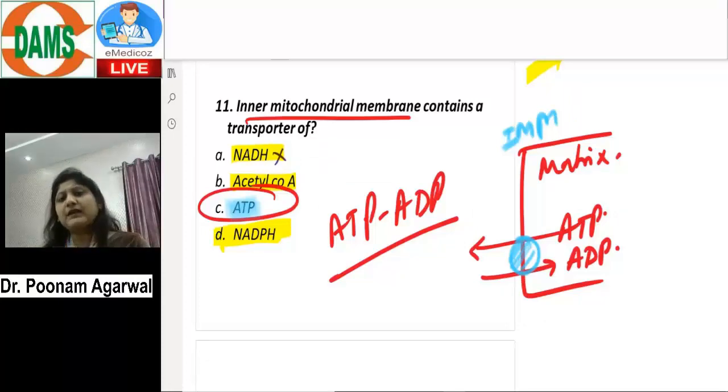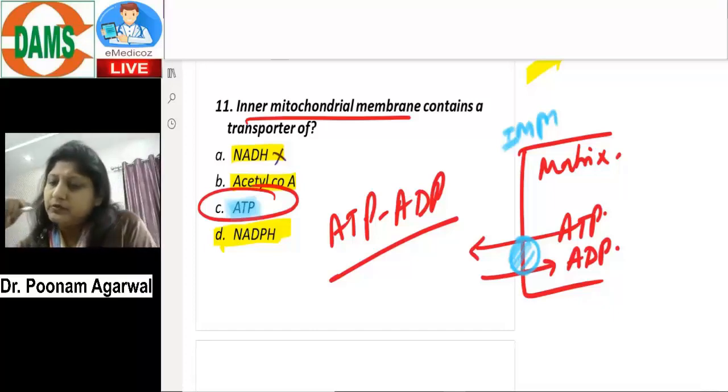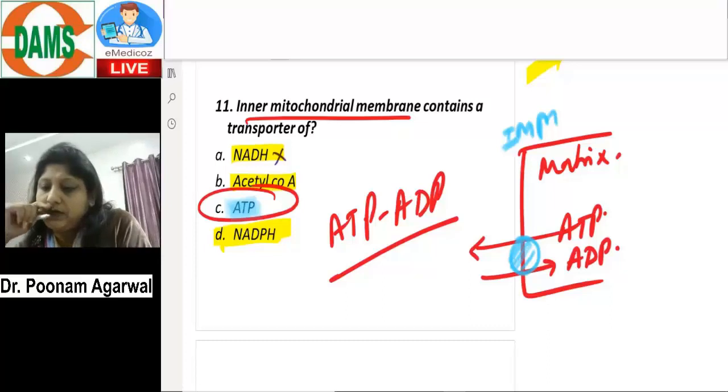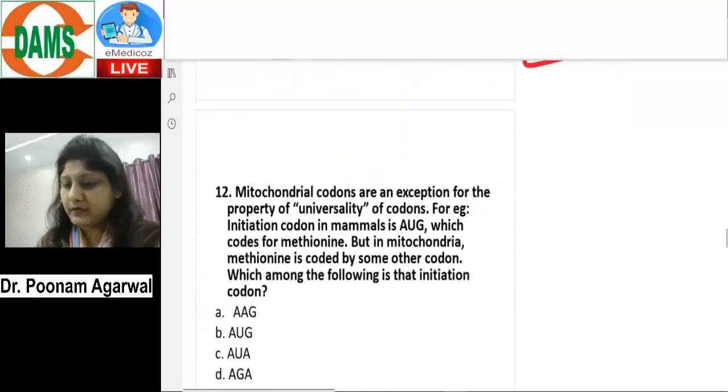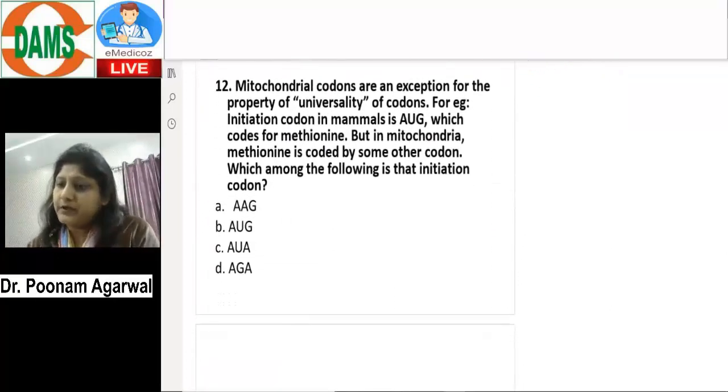Mitochondrial matrix will say, what should I do? What will I do? I will not do the fatty acid synthesis. I will not do the cholesterol synthesis. So I will not require you. So this transporter is not present on the inner mitochondrial membrane. So now it's very clear. I have given you in the explanation sheet what all transporters are there. The whole list is there. You go through that. Now coming to question number 12.